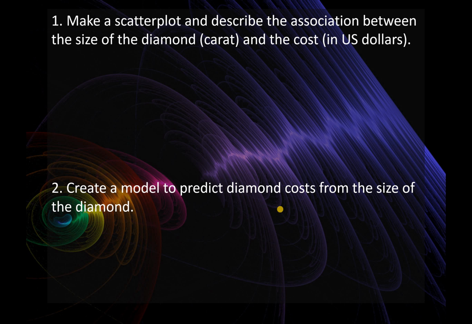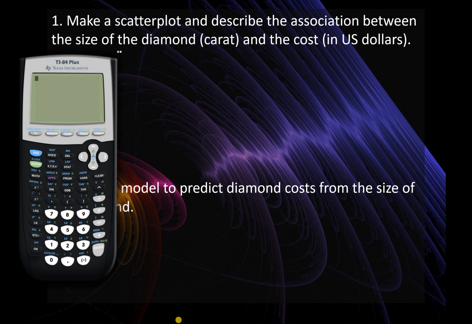So the first thing that you're supposed to do is to make a scatter plot and to describe the association between the size of the diamond and the cost. So personally, I hope you picked size of the diamond as being your explanatory variable and the cost as your response variable. Now, when I was looking at my calculator, I turned it on and typed all my information into my lists. My plots have been turned on to scatter plot mode. So now I'm just going to do zoom, stat, there's my data.